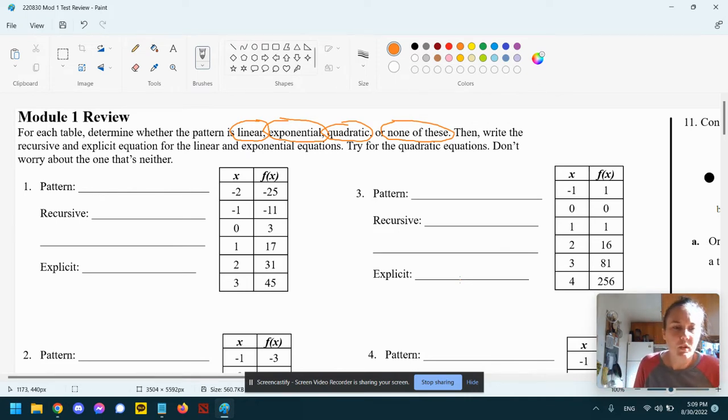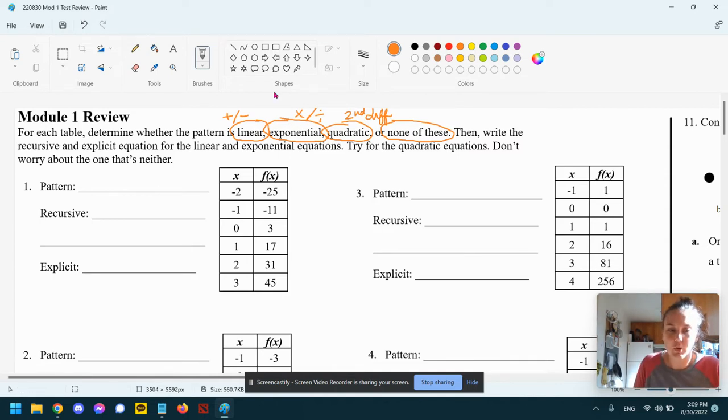All right. For the pattern for this first one, the first thing we're going to check is we know that linear is adding or subtracting the same thing every time. We know that exponential is multiplying or dividing the same thing every time. We know that quadratic is the second difference is the same every time. And if none of these are true, we say none of these are true. So let's check these ones.